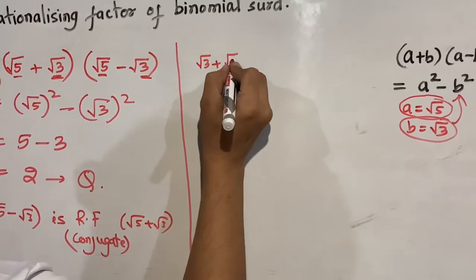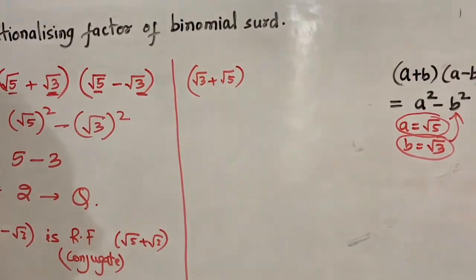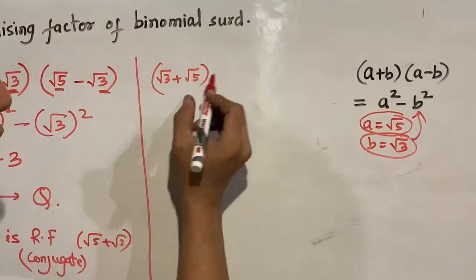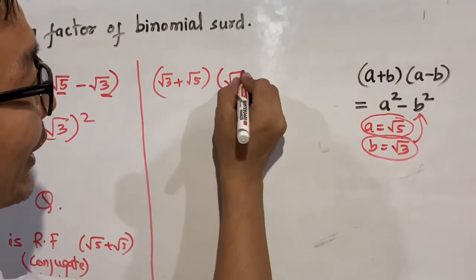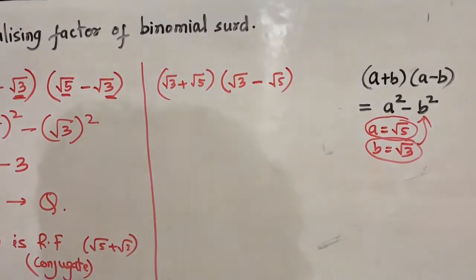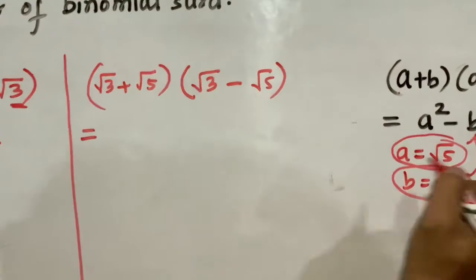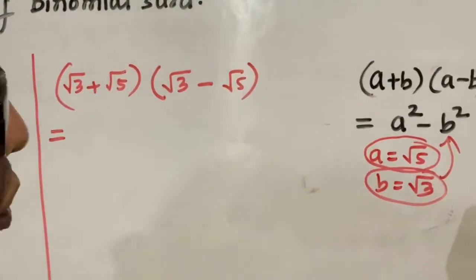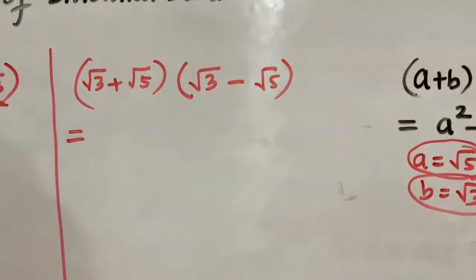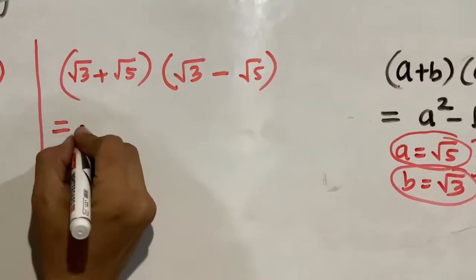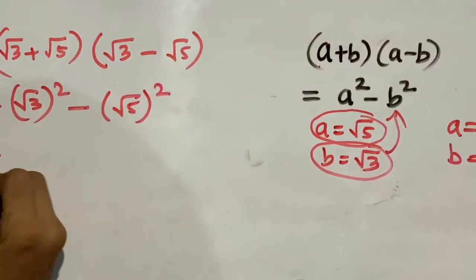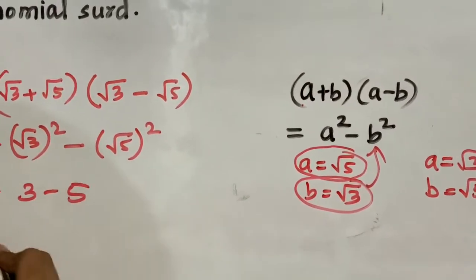Let's see root 3 plus root 5. Assume the rationalizing factor is root 3 minus root 5, we need to change the sign to negative. So this is a square minus b square, where the value of a is root 3 and the value of b is root 5. Substitute: root 3 whole square minus root 5 whole square, so the square and square root cancel: 3 minus 5, negative 2.